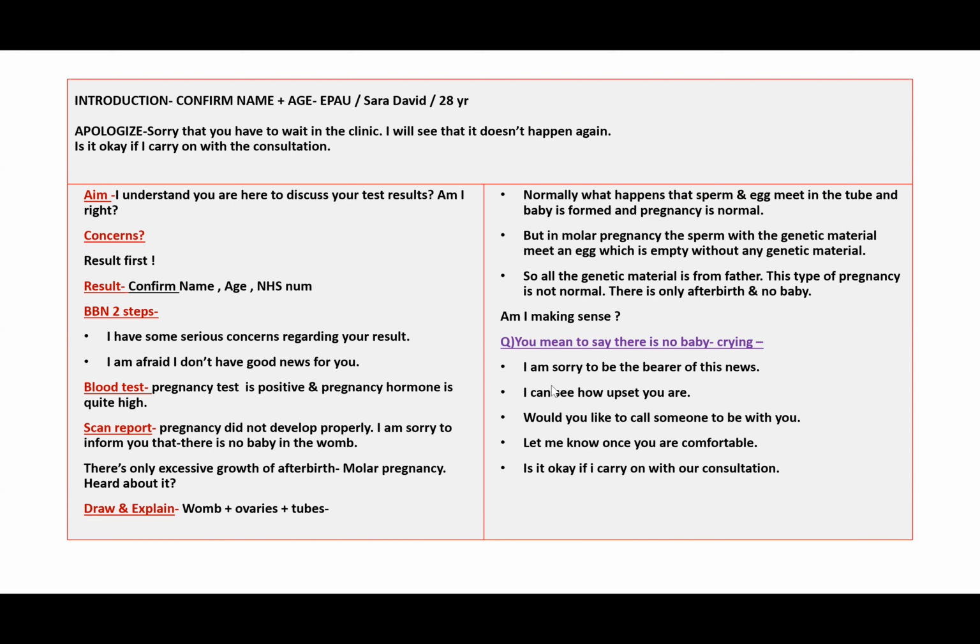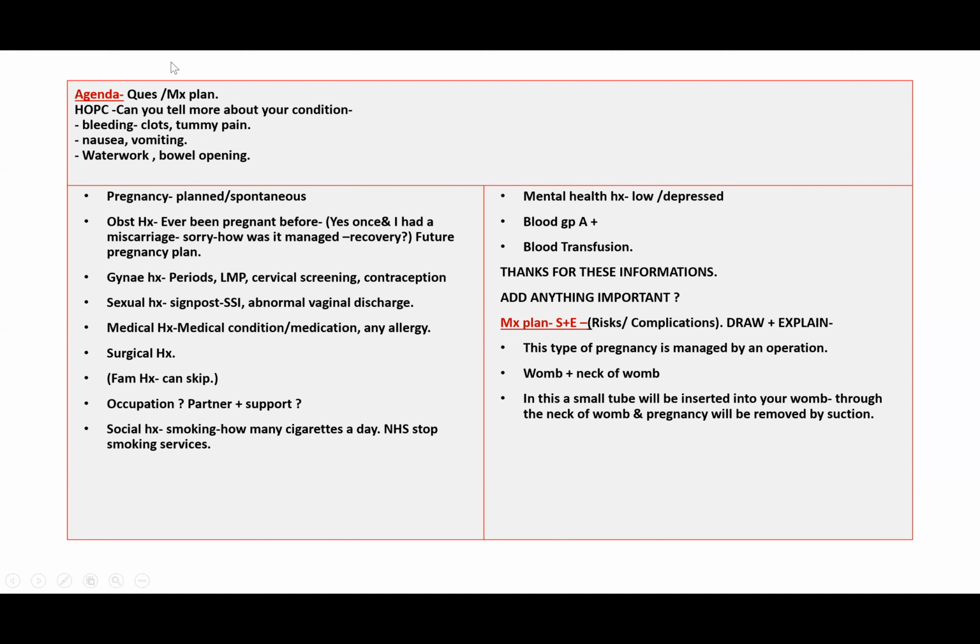She will start crying, and maybe she says, doctor, I don't have any baby. Then yes, you have to tell her very empathetically, I'm sorry to be the bearer of this news. I can see how upset you are. Would you like to call someone to be with you? Let me know once you're comfortable. Is it okay if I carry on with our consultation? After that, you will tell her that I would like to ask you a few questions and then discuss the further management plan. Will that be okay?